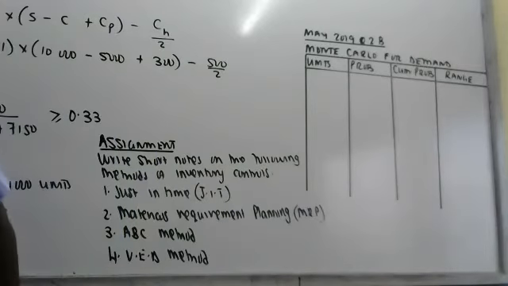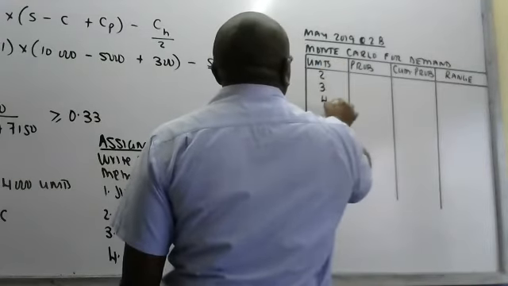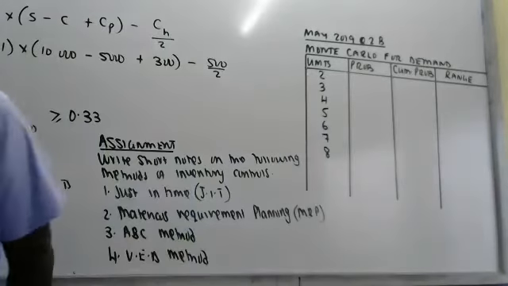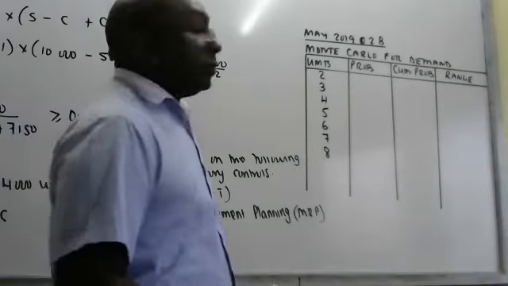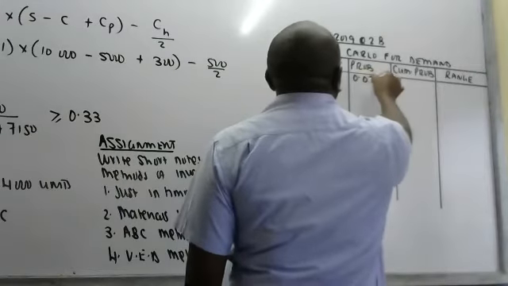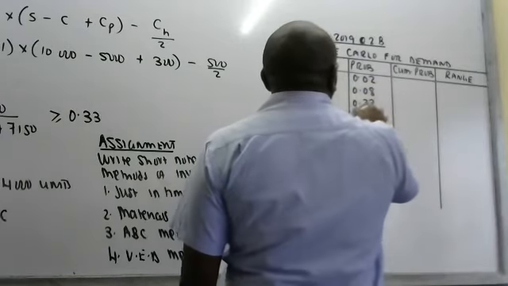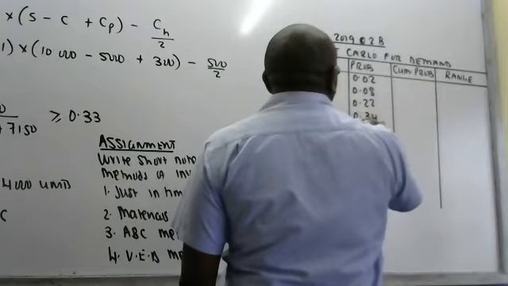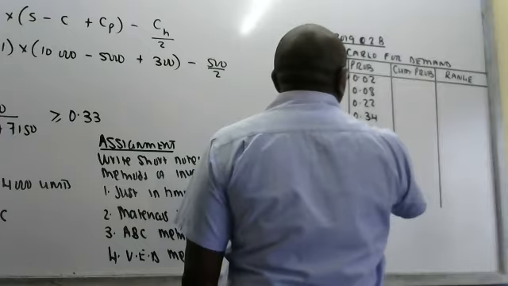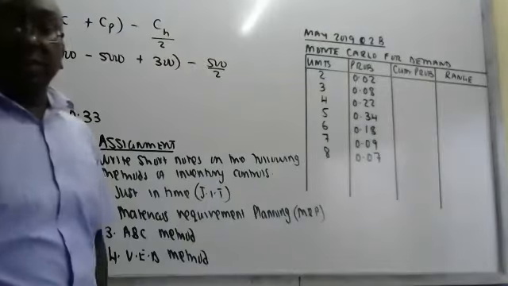So the units are 2, 3, 4, 5, 6, 7, 8, up to 8. The probabilities are 0.2 followed by 0.22, then 0.34, then 0.18, then 0.09, and then 0.07.